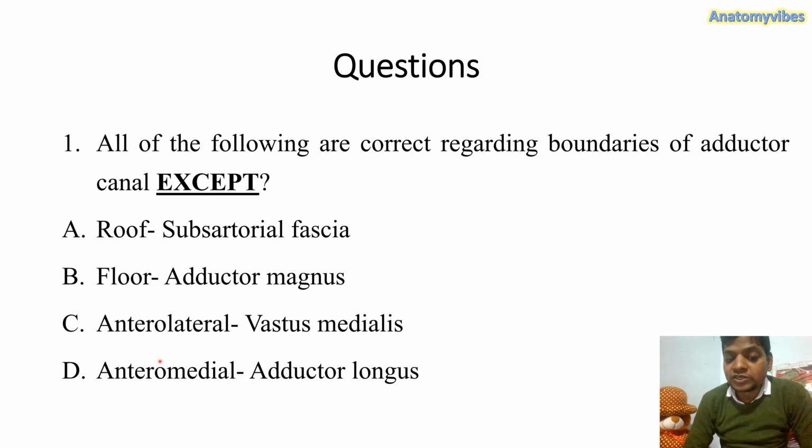Anteromedial. So the anteromedial boundary, this is not a boundary. This adductor longus is posteromedially placed. So this is the incorrect option. This should be posteromedial, that is the floor. Hope this is clear. Moving further.